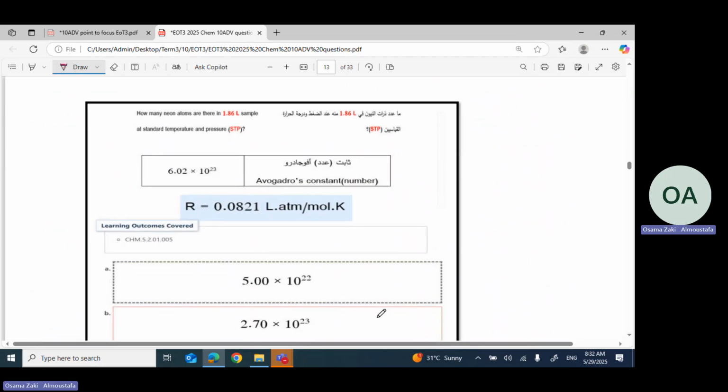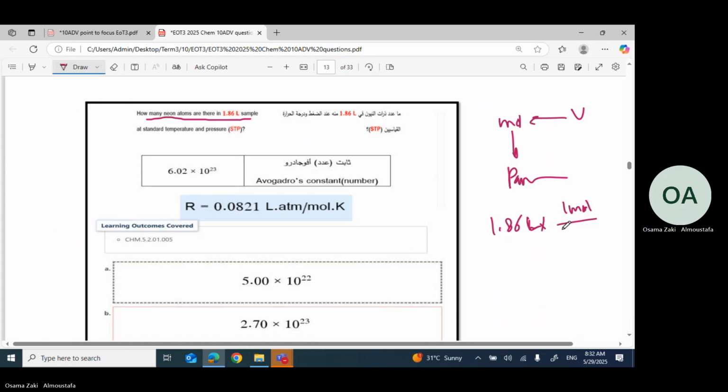What's the number of moles of gases? How many neon atoms are in a 1.86 liter sample? Okay, so they need the number of atoms. What do we have? We have volume, so we have to convert it from volume to mole, then from mole to particles. So volume 1.86 liter times 1 mole over 22.4 liter, cancel out, so you get the answer in mole.